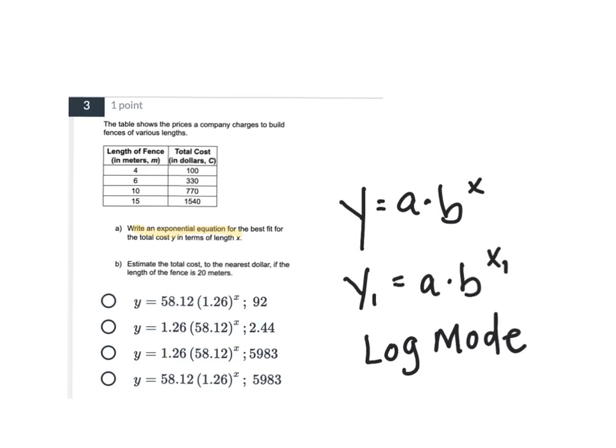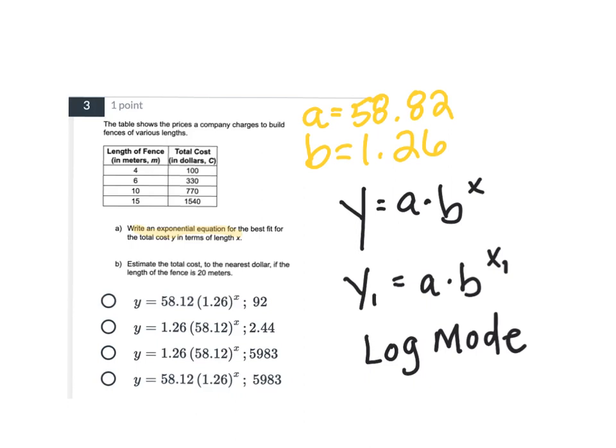Alright, so we're going to do y1 squiggle a times b, I'm going to raise that to x1. Make sure you click log mode. So down here at the bottom, I have a equals 58.82. Remember, I always try to use at least 2 decimal places. And b equals 1.26.